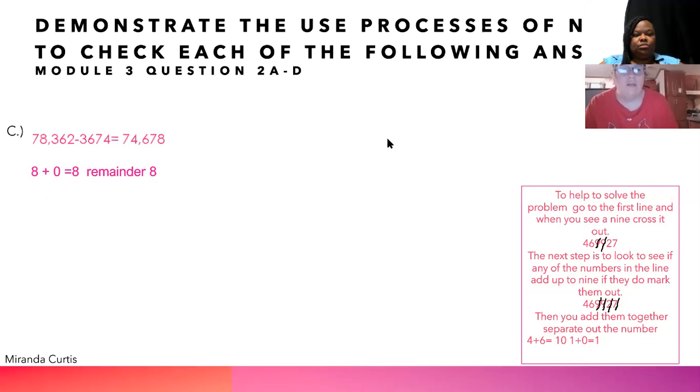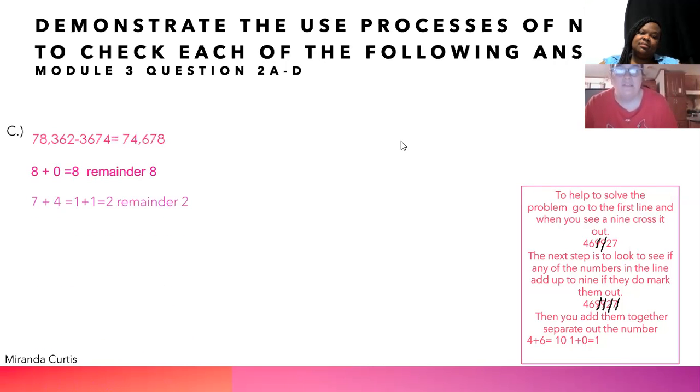So what we're going to do in the top is we see that 6, 7, 8, 9, 6 plus 3 equals 9. So we cancel that out. Then we see 7 plus 2 equals 9. That gets canceled out. So what we're left with is 8 plus 0 equals 8 and gives a remainder of 8.